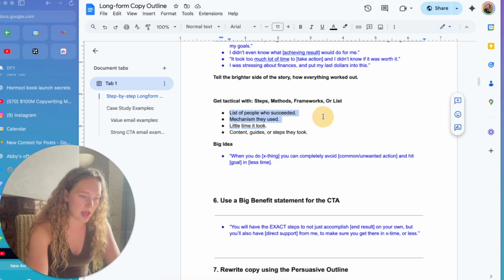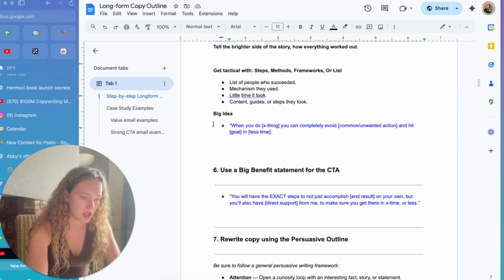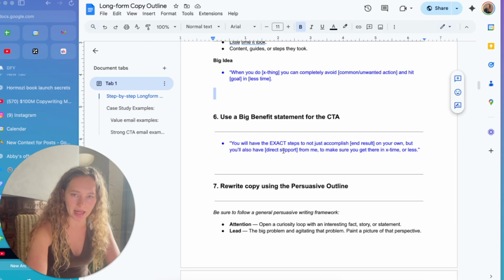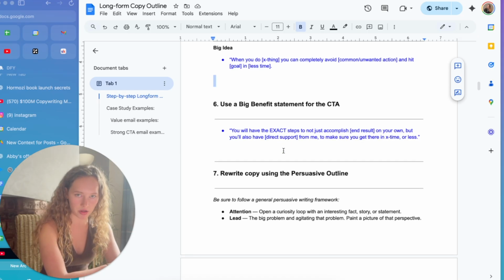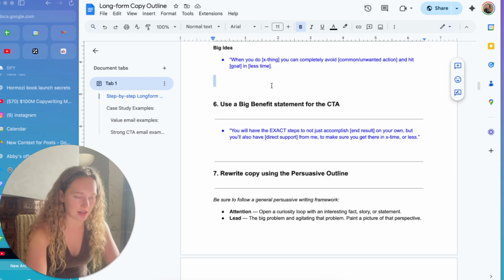So it could be a list of people who succeeded with this, the mechanism they used, the time it took, the content, guides, and steps that they took. And then you want to have a big idea. This is how you can transition into a CTA. It's like, when you do X thing, you can completely avoid this common unwanted action and hit your goal in less time. So obviously you'd fill these brackets in with the custom aspects of your niche, but that's how you share that big idea. And that's going to be after you share the light at the end of the tunnel part of the story, if you're following that case study framework.